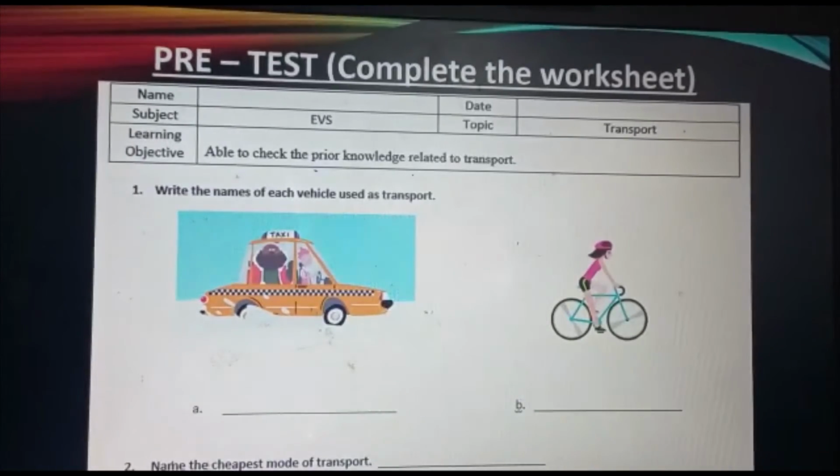Okay, here comes a worksheet, small worksheet that is going to have 5 questions in it. And please note that this is going to be the pretest. Without any help, you're going to complete the questions. This is just to check your prior knowledge related to the topic, your previous knowledge, how much you know.